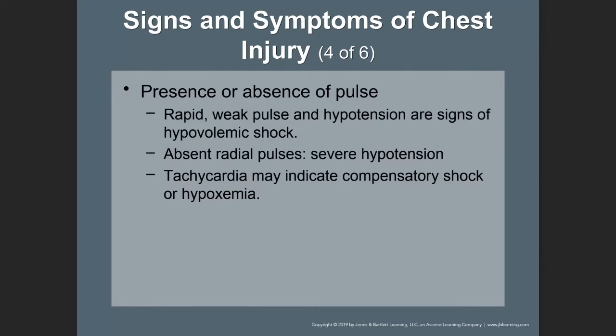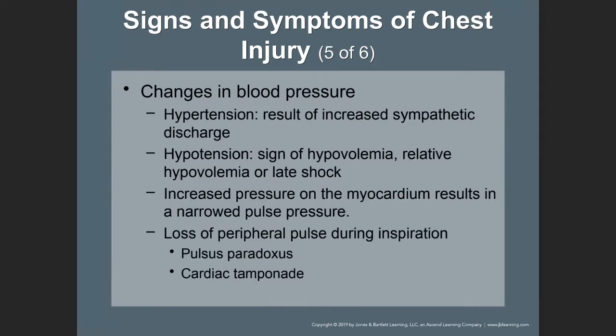The presence or absence of pulse. Rapid weak pulse and hypotension are signs of hypovolemic shock. Absent radial pulses indicate severe hypotension. Tachycardia may indicate compensatory shock or hypoxemia. Changes in blood pressure: hypertension, a result of increased sympathetic discharge. Hypotension, a sign of hypovolemia, relative hypovolemia, or late shock.